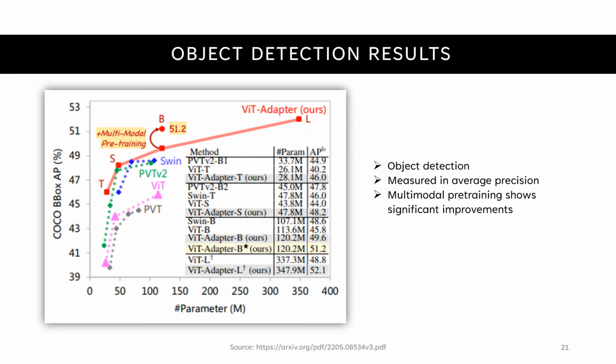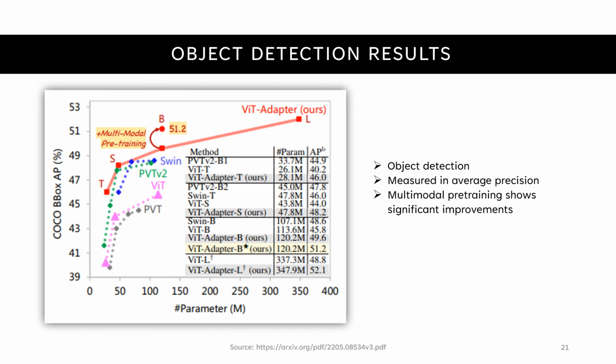This image shows the object detection performance on the COCO val2017 dataset across the 4 ViT adapter models and other strong models. Object detection performance was measured in average precision. The plot shows that the ViT adapter outperforms the other models in all class sizes. It also includes the ViT adapter base using multimodal pre-training, where you can see that again, the ability to utilize multimodal pre-training improves model performance.